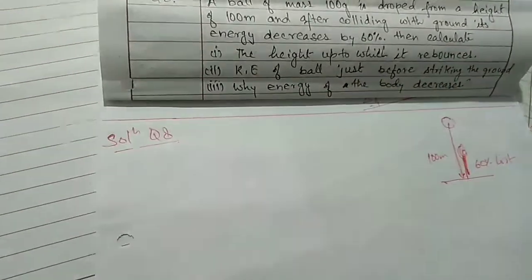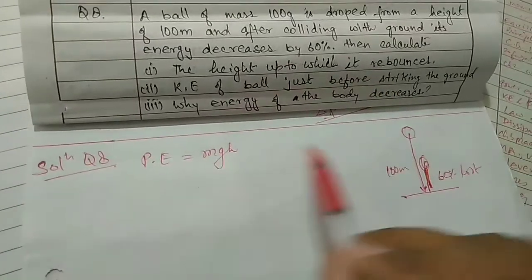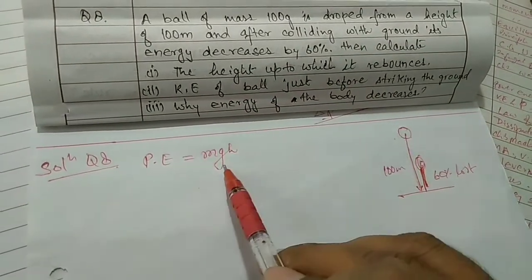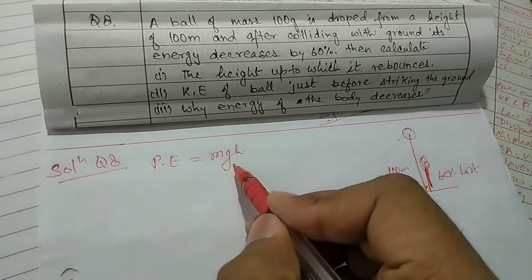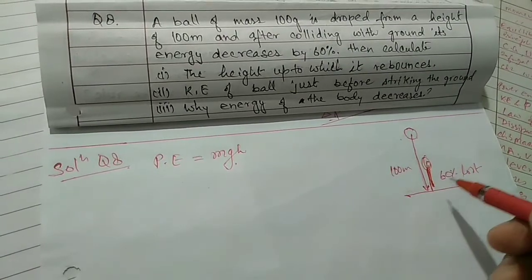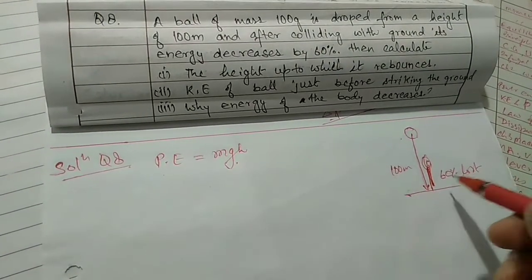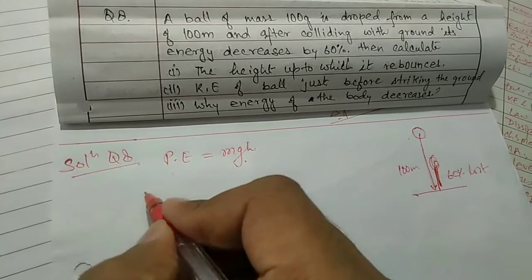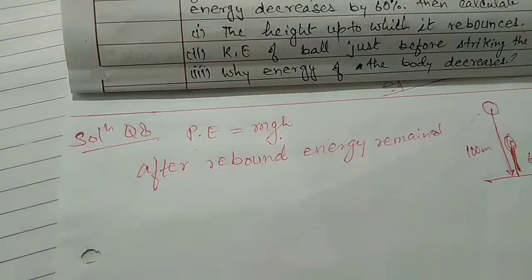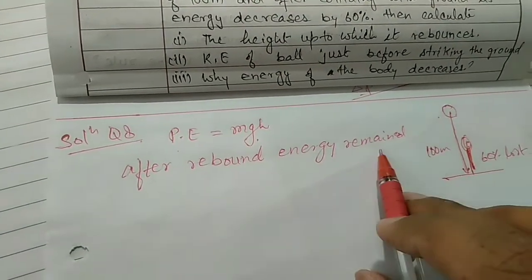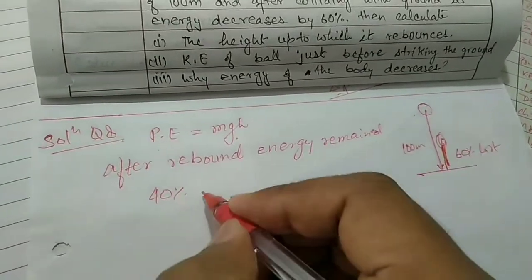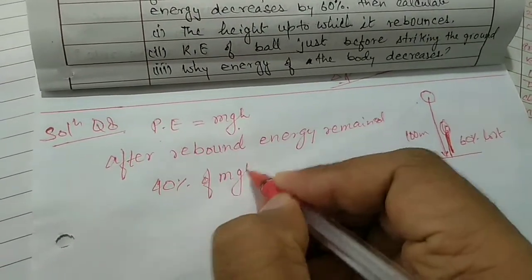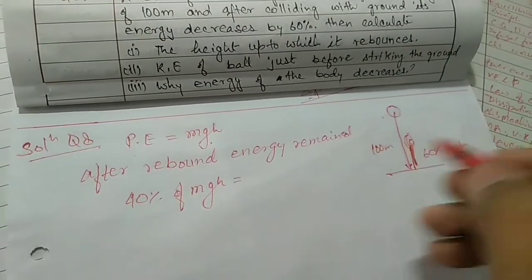So let's find first of all how much energy it initially had. In general, let the ball have mass m, the value of g is g, and the height is 100 meter. So potential energy was mgh. After striking the ground, it loses 60% of its energy. So what is remaining right now? 40%. After rebound, energy remains 40%. Because 60% is lost, 40% of mgh is now the current energy in the body.